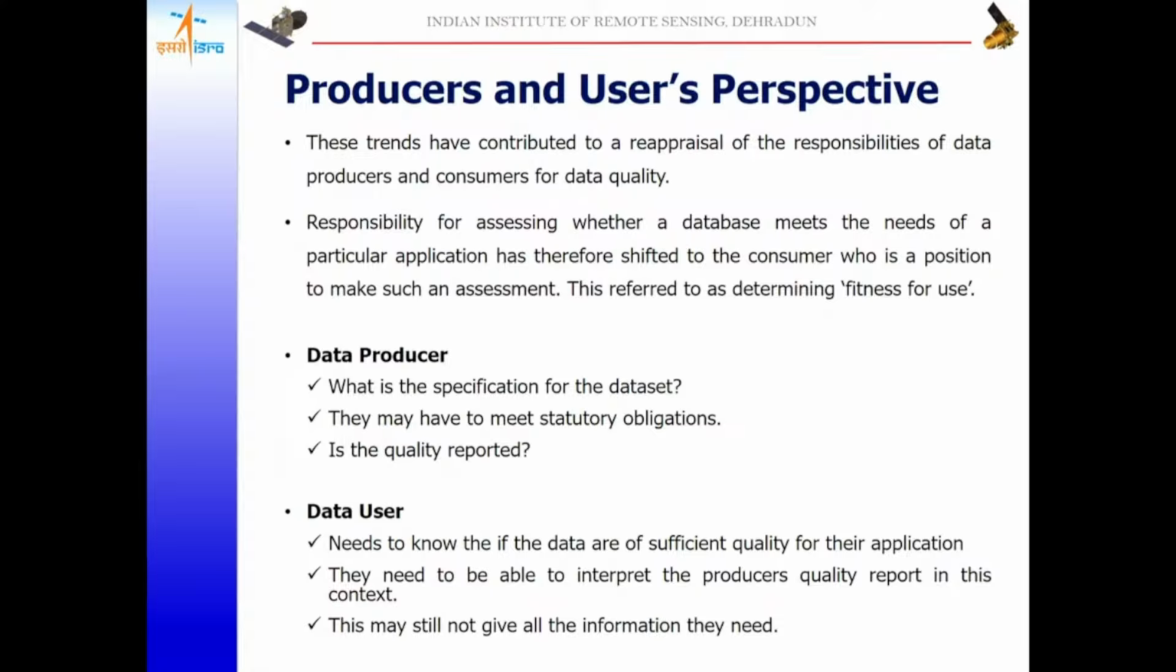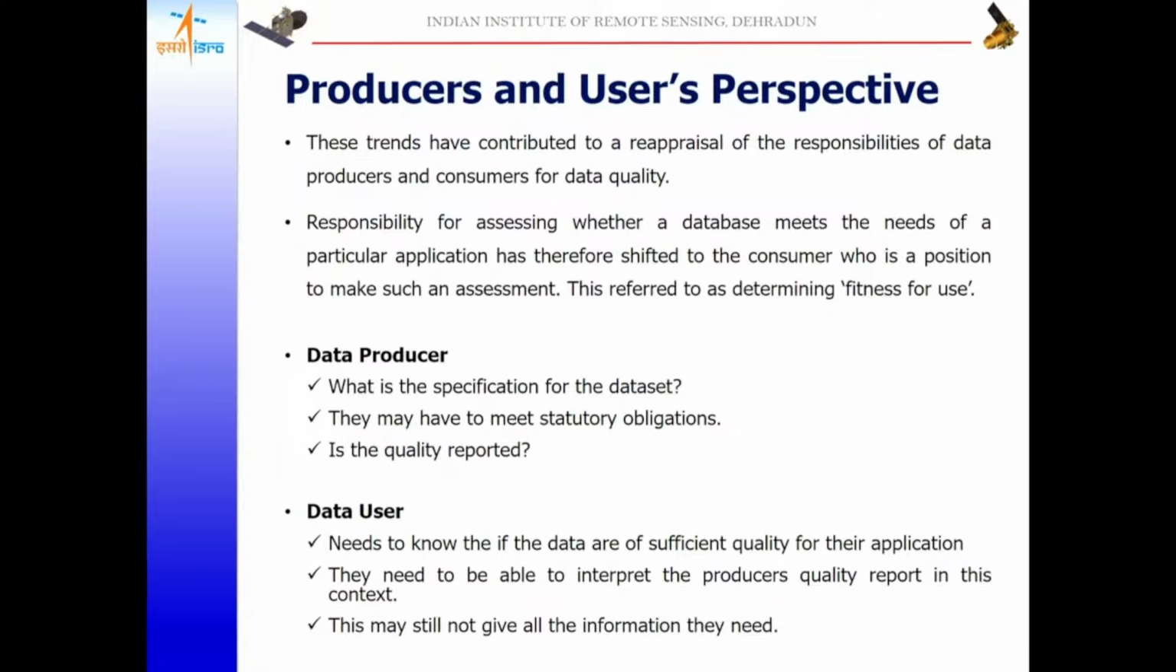So there are certain points for the data producer as well as the data users. For the data producer, he needs to see what the specification of the dataset is. He has to provide this information to the concerned user: in which projection system you are giving it, what your resolution is, all the relevant information of the particular dataset.